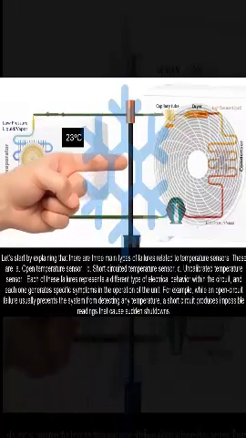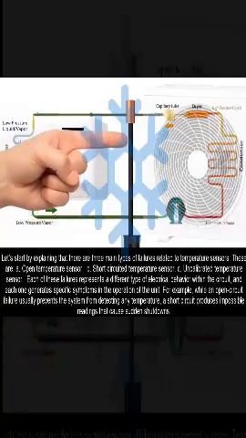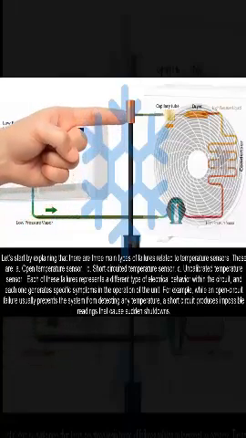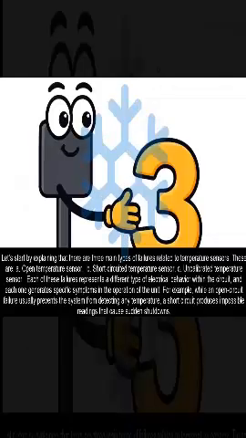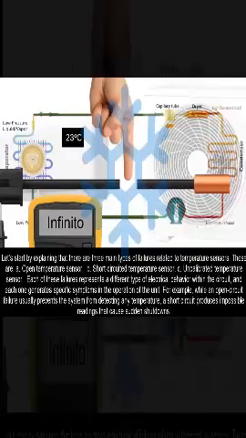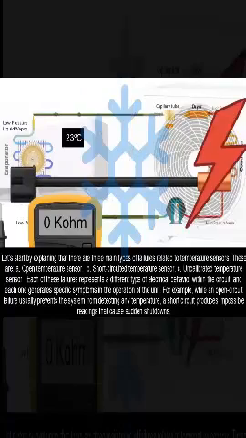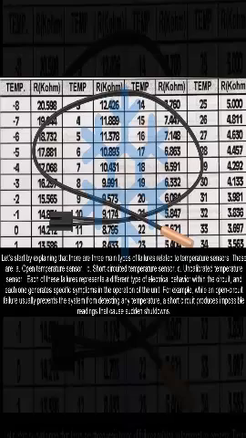Let's start by explaining that there are three main types of failures related to temperature sensors. These are A. Open temperature sensor, B. Short-circuited temperature sensor, C. Uncalibrated temperature sensor. Each of these failures represents a different type of electrical behavior within the circuit, and each one generates specific symptoms in the operation of the unit.